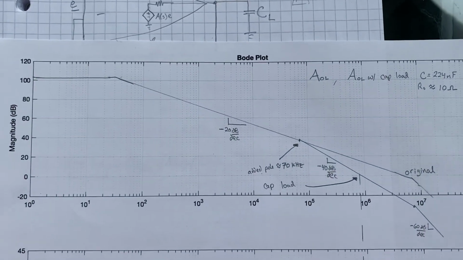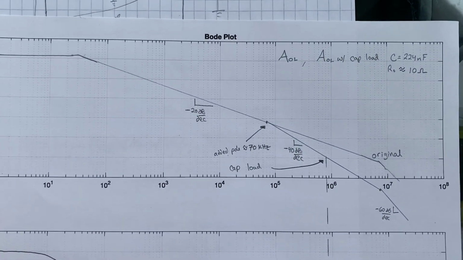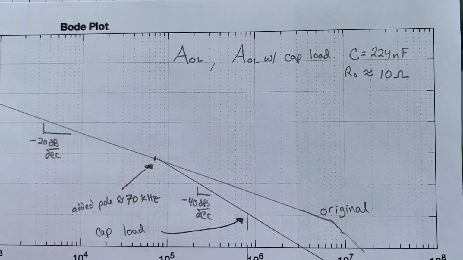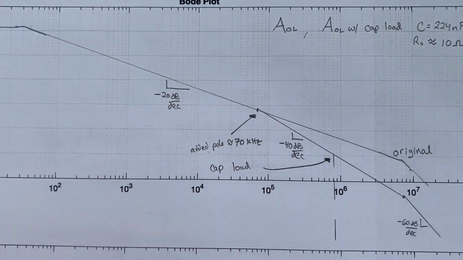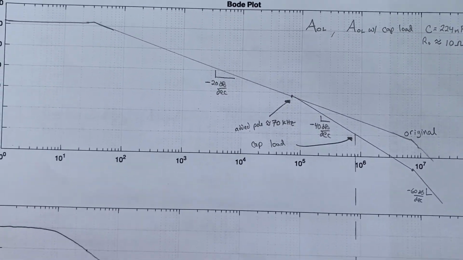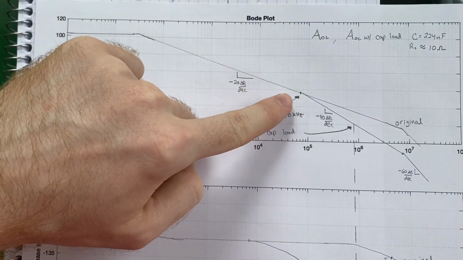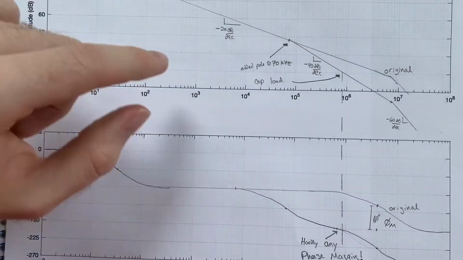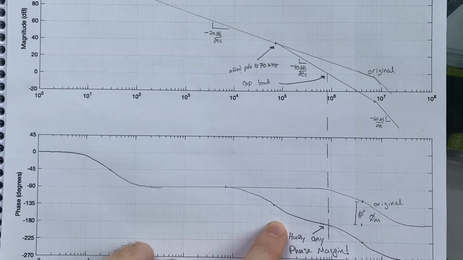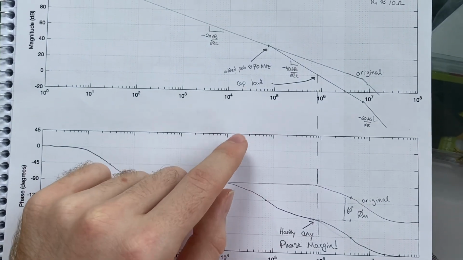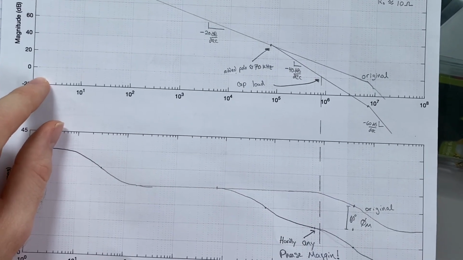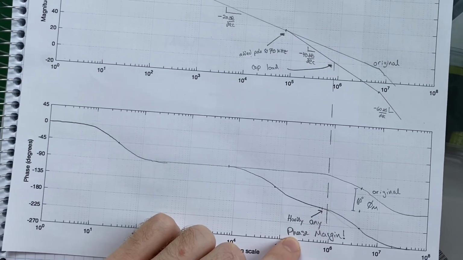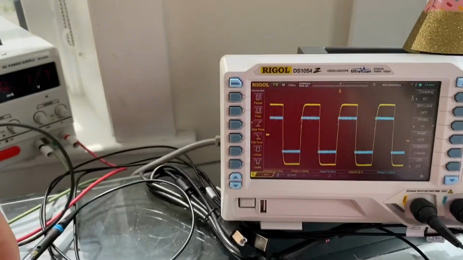So if we look at what that looks like on a bode plot, with our capacitive load, I put a 224 nanofarad cap, and it's assuming our output resistance is 10 ohms for our op-amp. We see that we have this added pole here, and we have another minus 20 dB per decade breakpoint at that pole, and that pole also accumulates 90 degrees of phase shift. So now by the time our gain gets to 0 dB, we have much more phase shift accumulated, and it's less stable because we have less phase margin. So let's see what that looks like here.